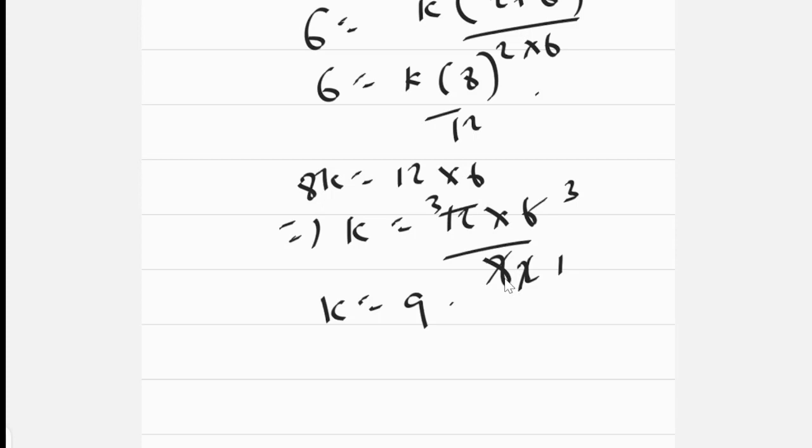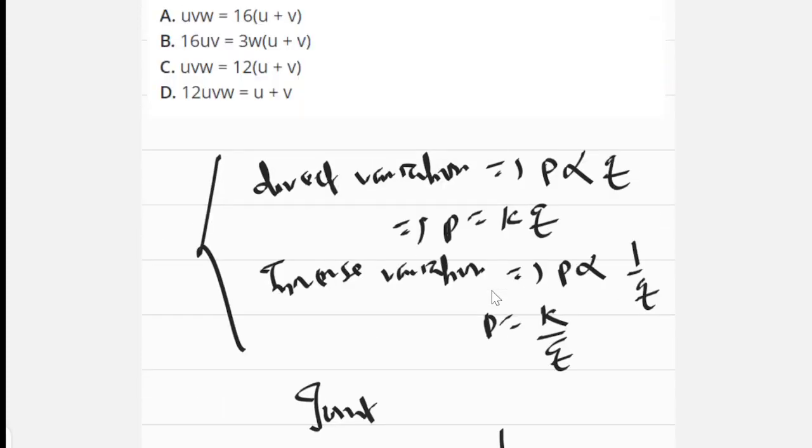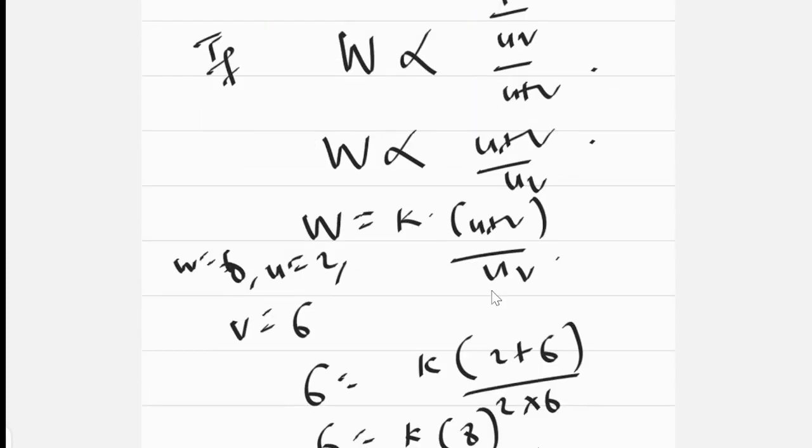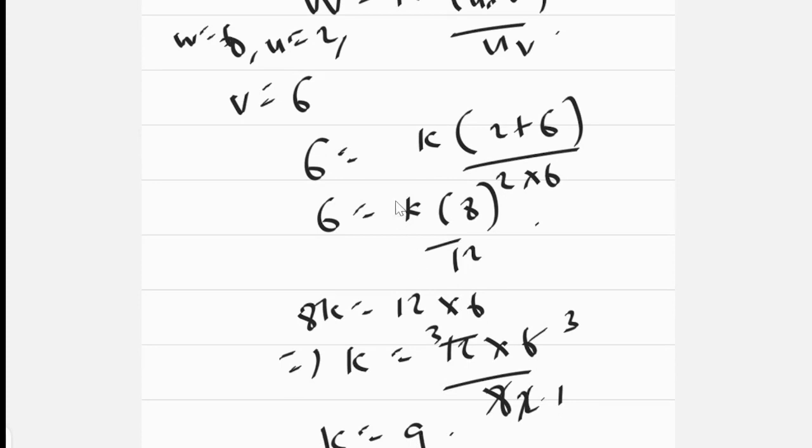4 here, 2, 4 here, 3. 2 here, 1, 2 here, 3. I hope I've not made a mistake. Let me check. What is my W? W is 8, not 6, I'm sorry. W is 8. This should be 8.